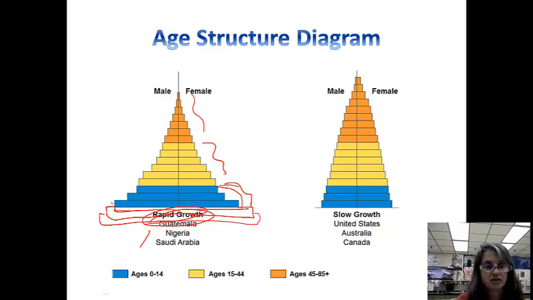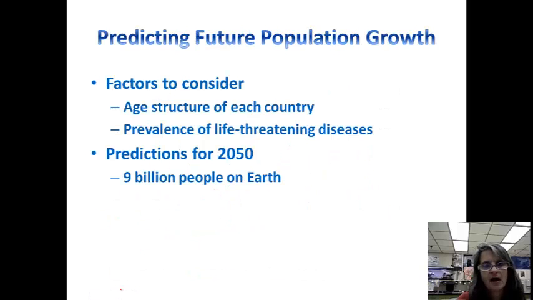situation with the age structure diagram has a very wide base. When the base is narrow, you don't have as many youth. That means you won't have as many offspring being born, and so the growth is slow. If your pyramid was inverted like this, your population would be actually in decline, okay? All right. So factors to consider: the age structure of each country, how many life-threatening diseases are prevalent in the country. All of those things help predict future population growths.